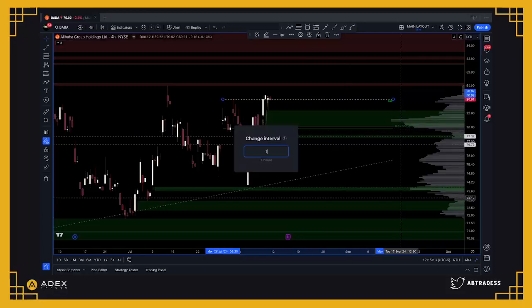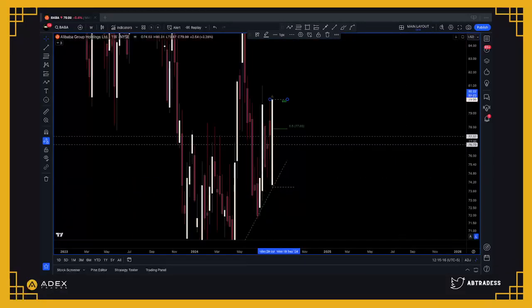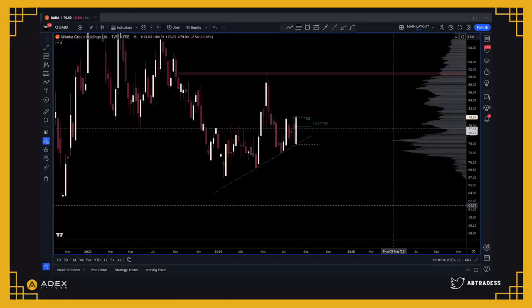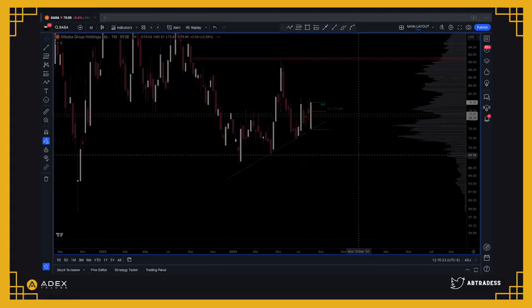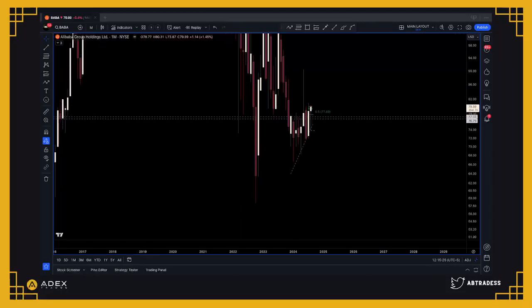And when I look at this on a weekly scale, guys, this looks fantastic for a swing. Look at all these explosive moves it's had down here, right? Look at the monthly that's setting up.